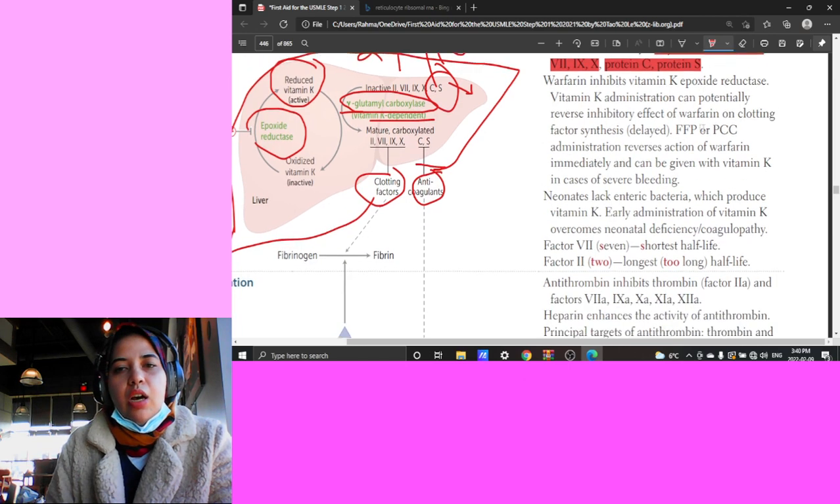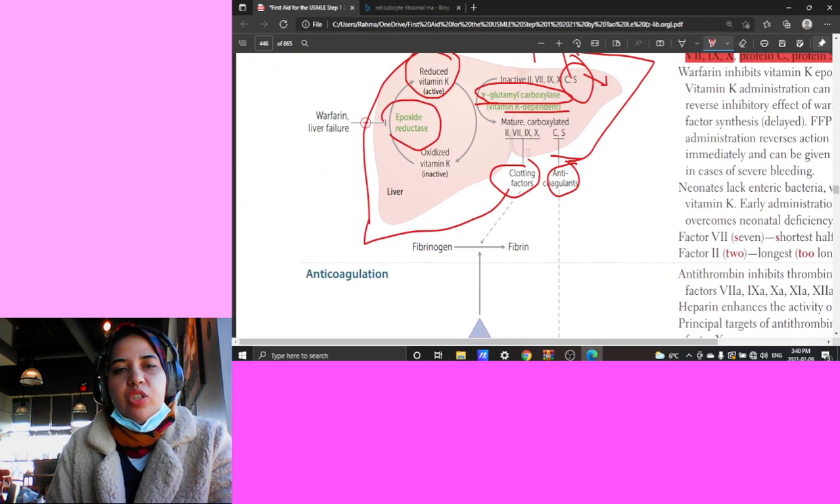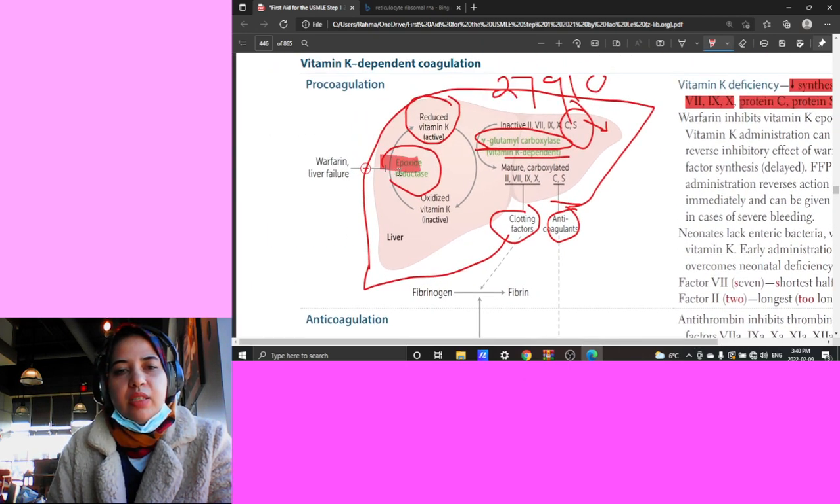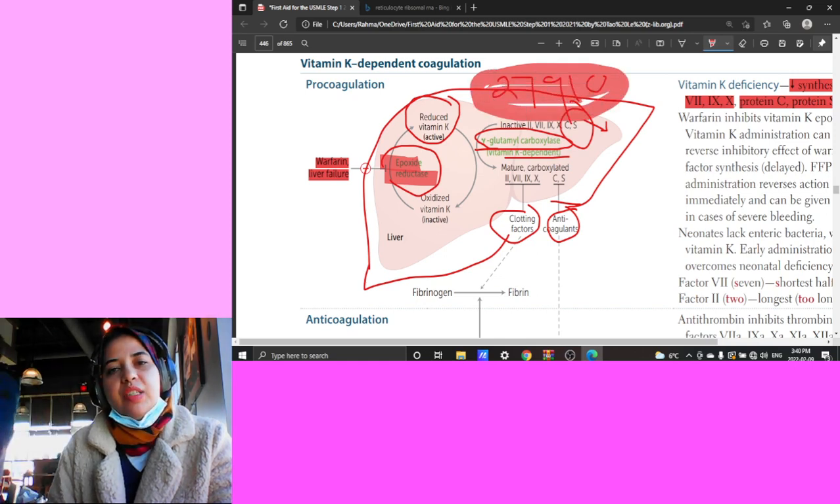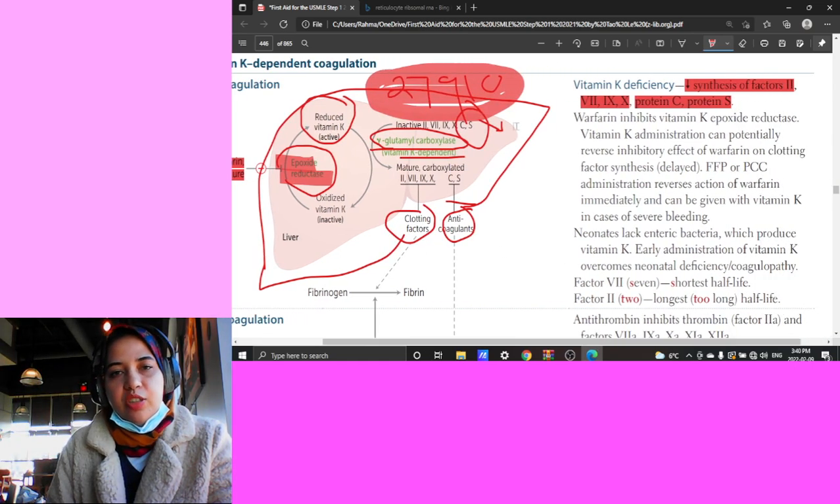Warfarin is the drug that we use to prevent this epoxide reductase from working. So with warfarin or liver failure, this epoxide reductase is not going to work, and this gamma glutamyl carboxylation is not going to work because you don't have your reduced vitamin K. So these factors are going to be decreased in both of these conditions. That's how warfarin works in preventing a clot from forming.